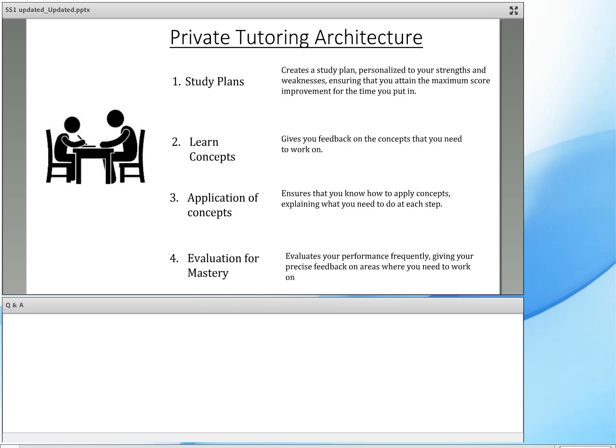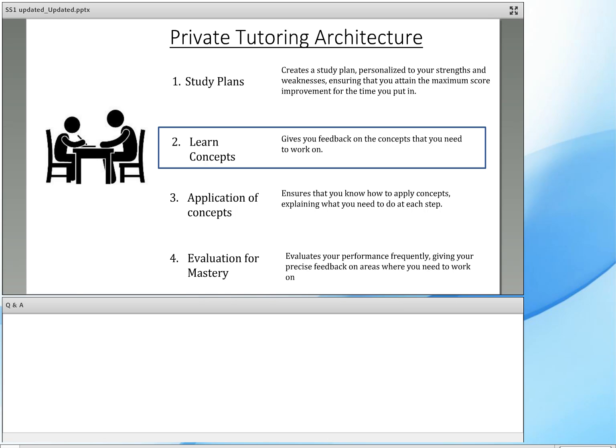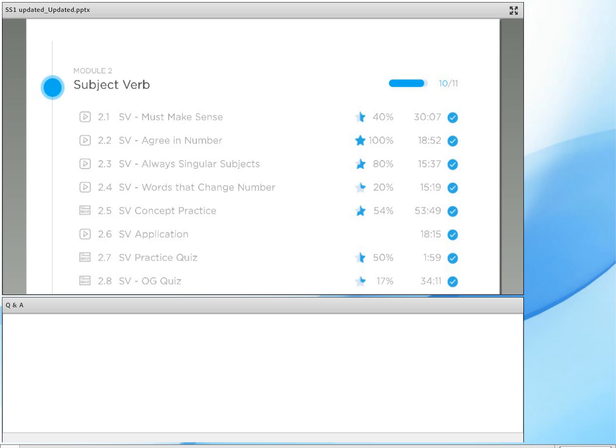So this was about study plans. The next thing that a private tutor does after creating a study plan is to teach you concepts and give, remember, a private tutor, while teaching you concepts, gives you feedback as to how well you've done. The EGMAT course is designed with the same thing in mind.